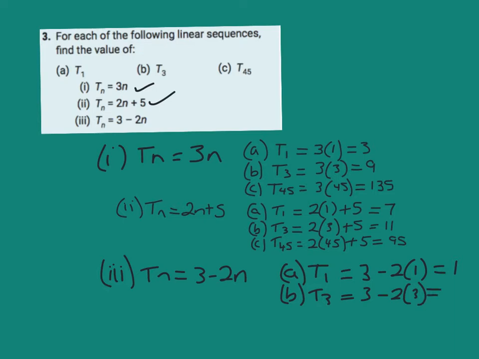Now again, you can pop this into your calculator if you're not very good with integers. That'll give me 3 minus 6, and that will give me minus 3. And then for T45, I will get 3 minus 2 by 45. So 2 by 45 is 90. 3 minus 90 will give me minus 87. And again, you can check that on your calculator.